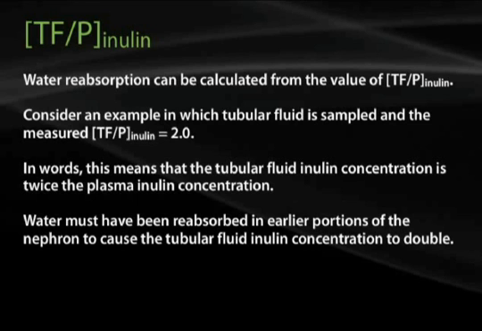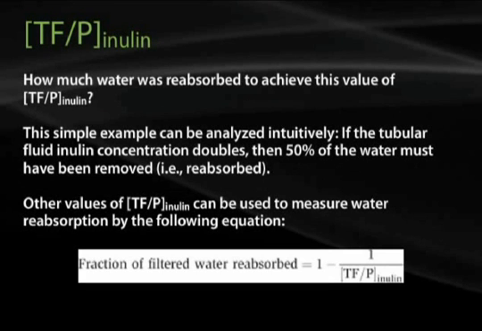Water reabsorption can be calculated from the value of the tubular fluid to plasma concentration of inulin. Consider an example in which tubular fluid is sampled and the measured tubular fluid to plasma concentration of inulin is equal to 2. In words, this means that the tubular fluid inulin concentration is twice the plasma inulin concentration. Water must have been reabsorbed in earlier portions of the nephron to cause the tubular fluid inulin concentration to double.